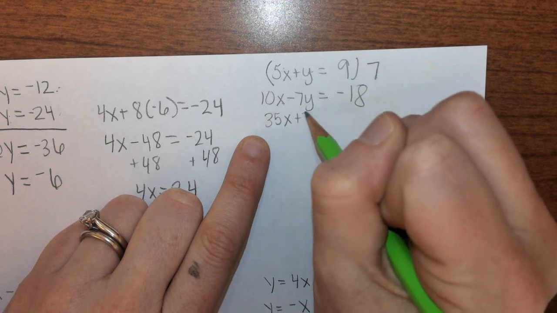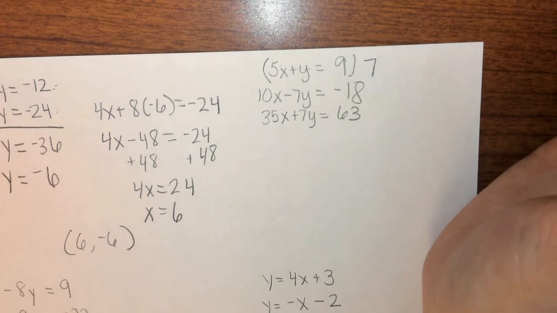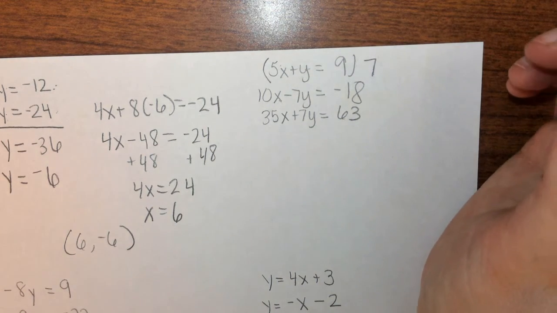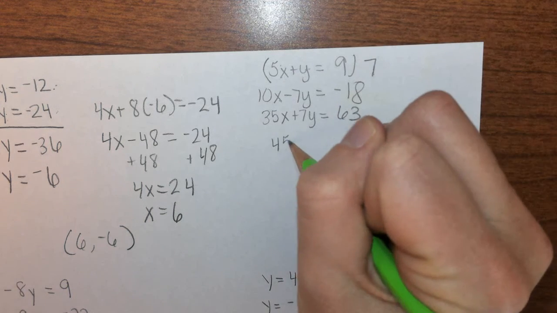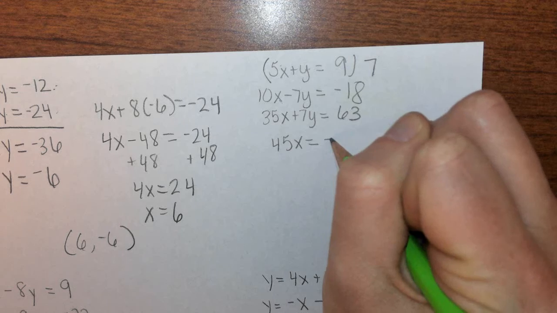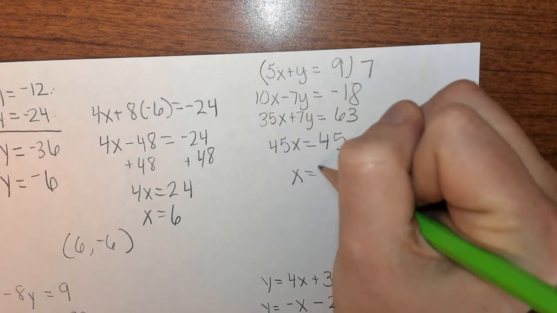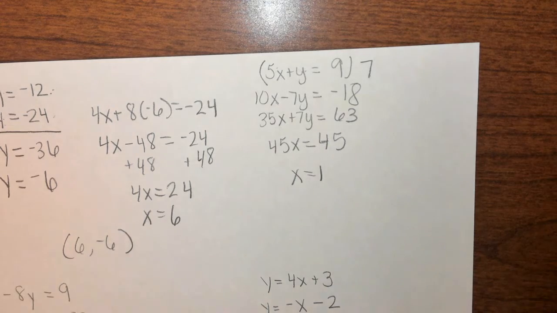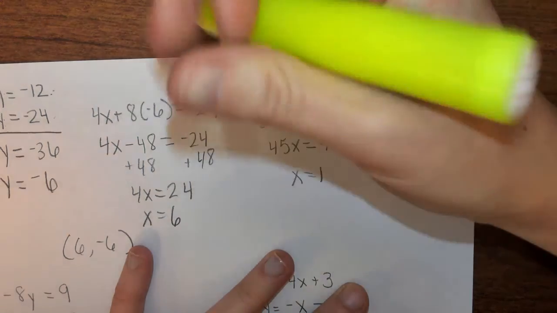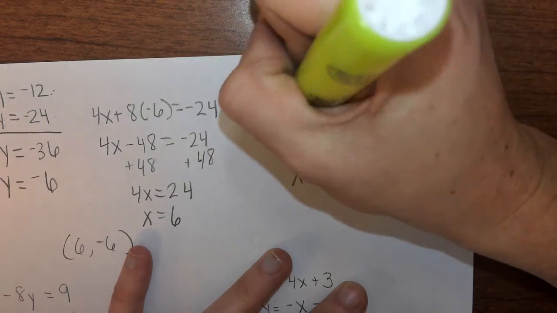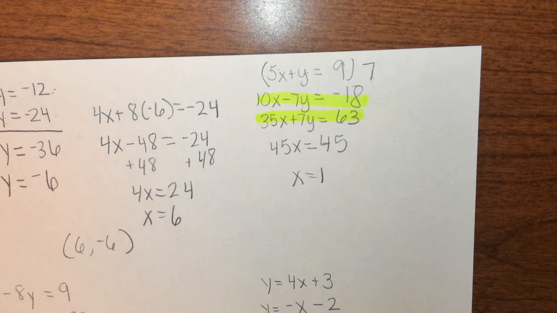And you get 35x plus 7y equals 63. And then you would add up your equations from there. So that would be 45x equals positive 45, and therefore x is 1. You just want to make sure that when you alter an equation, you add it to the one that you didn't alter, so that you have both of your equations represented.